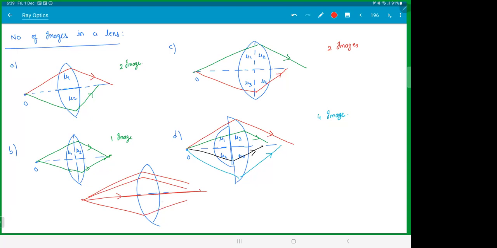All light rays above the principal axis will stay above. All light rays below the principal axis will stay below. The light ray from above the principal axis will not come down through the lens. It doesn't happen that way. This goes undeviated. You can't have a light ray going like this, coming like this.